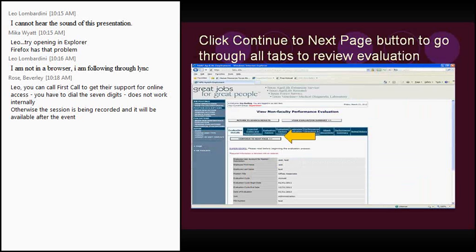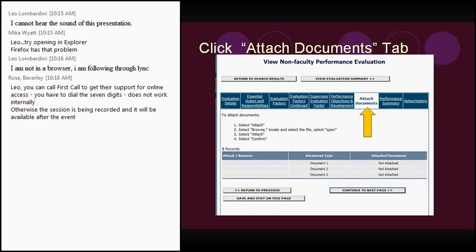Click on the Continue to Next Page button, or you can click on each tab to go through all the tabs and review the evaluation after the employee has returned it to you. The supervisor should definitely check the Attached Documents tab to see if the employee has attached any documents and to view them prior to sending it on to unit head for final approval. In this example, the employee did not attach any documents to the evaluation, so there's not any to view.